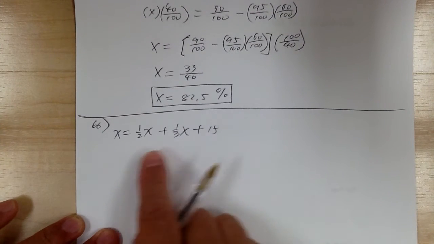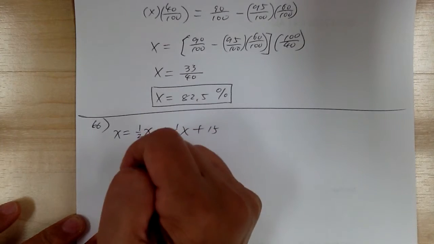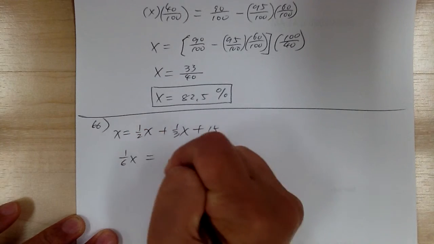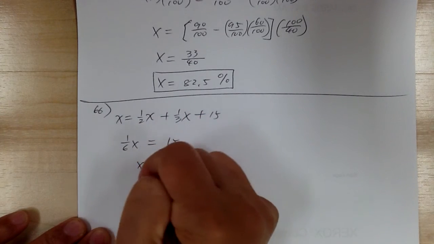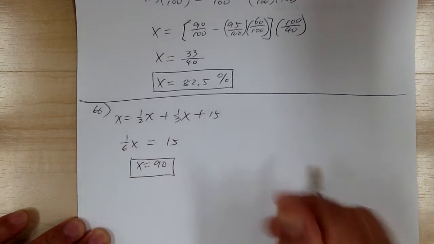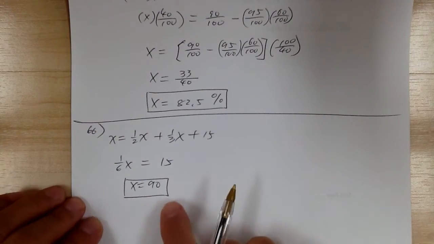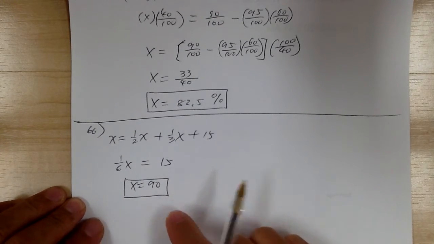Okay, so now to solve, you minus this on both sides, so you're going to get 1/6 x equal to 15, and multiply by 6, so x equal to 90. Okay, so originally there are 90 gummy bears in the bag.